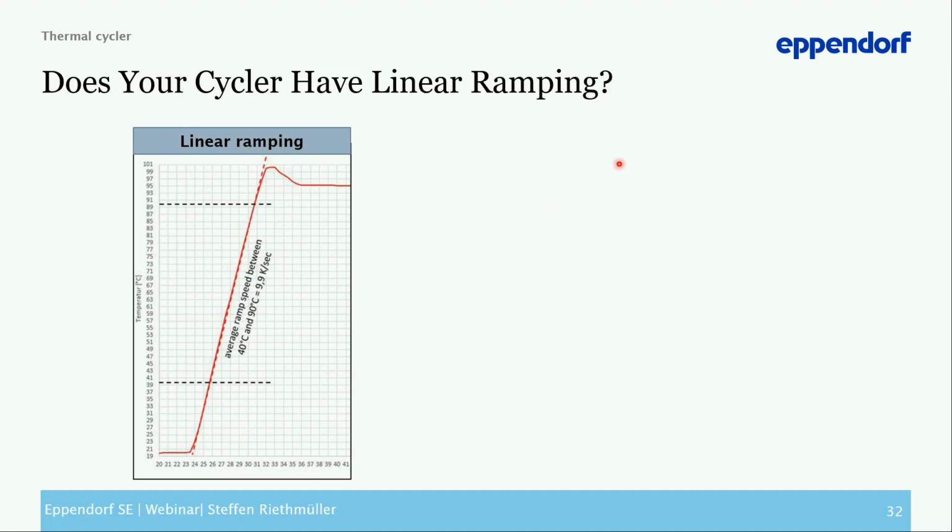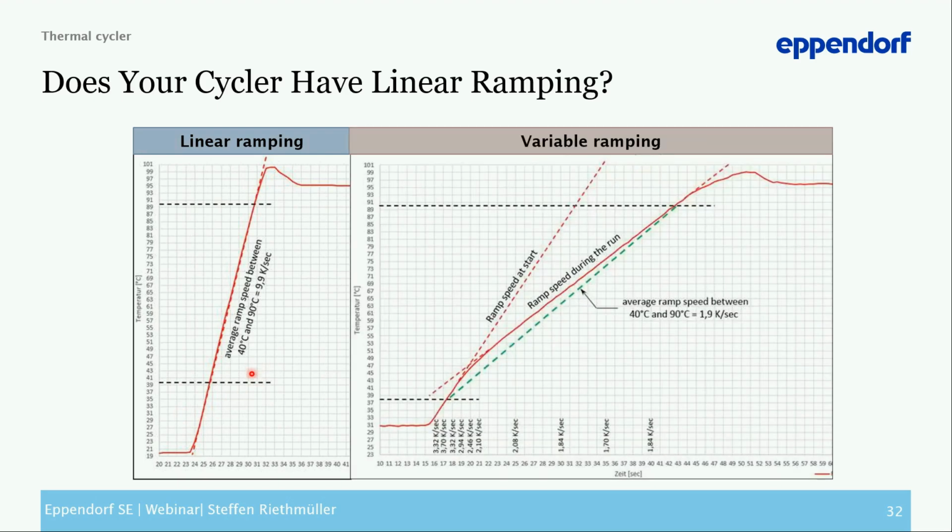So here you see a cycler with linear ramping, meaning that the temperature increase between those two dashed lines is linear. And on the other side, you see a cycler with variable ramping. So here in the beginning, the ramp rate is quite high, and then it's decreasing, and you see that it's not linear, and that it's not good if you want to have reproducible results.